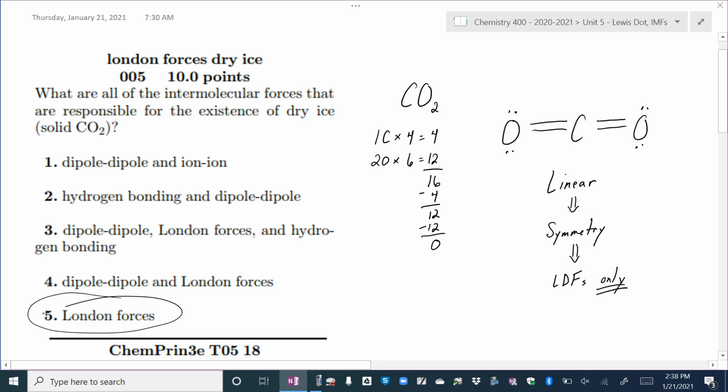So, solid dry ice. The reason they call it dry ice is because when it's CO2, it doesn't melt. It actually just goes right from the solid to the gas, because there is such small attraction between each carbon dioxide molecule that it just evaporates, or sublimates, I should say. Sublimation is going from a solid to a gas, just like that. It doesn't form a liquid, so that's why it's dry. All right, very good.